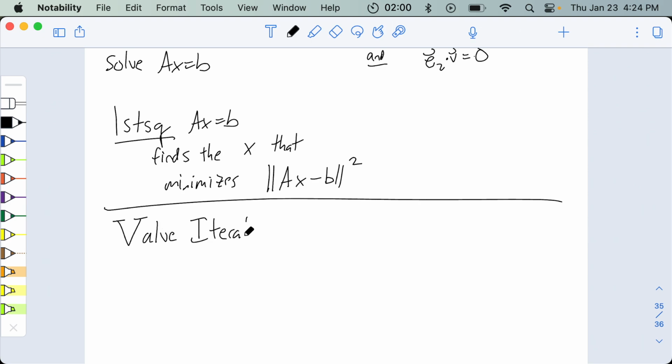And value iteration is in a lot of ways better. I will try to highlight a lot of the ways. One of the ways is that it's easier to intuit what is going on. It's easier to find bugs.